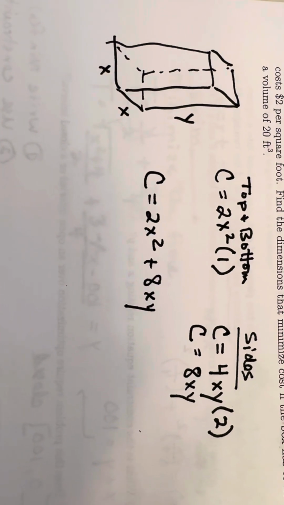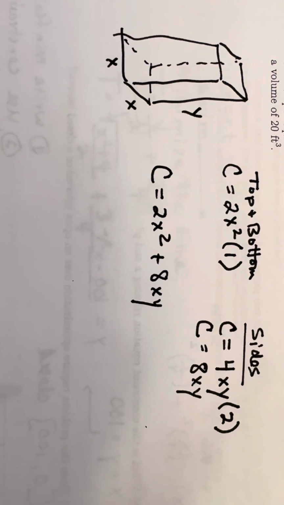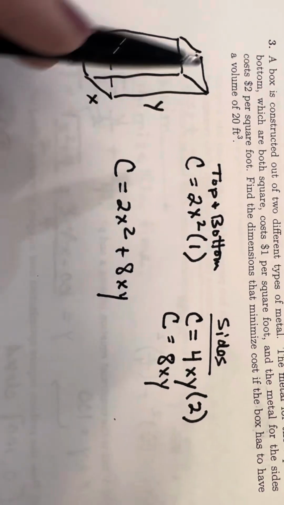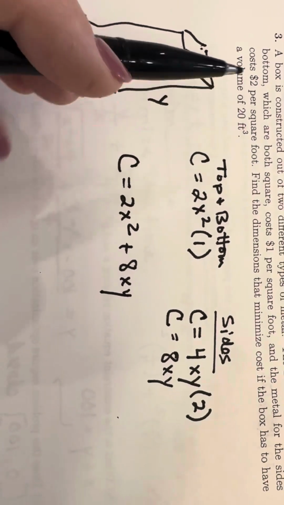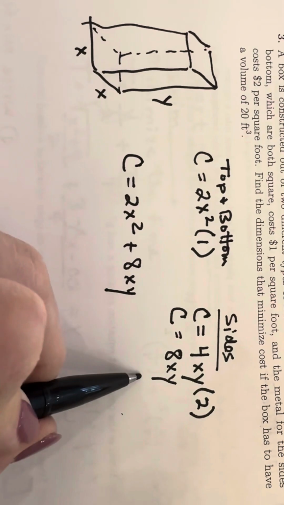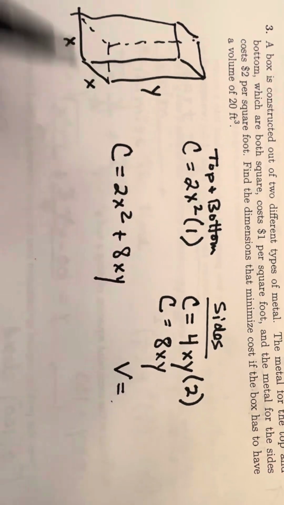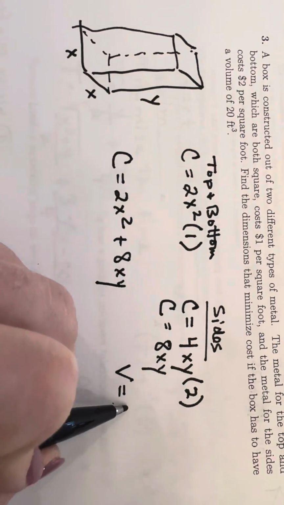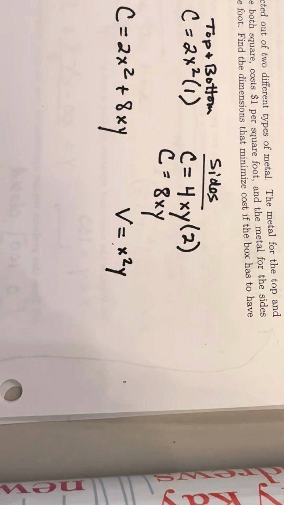Then you want to see if you can relate x to y somehow so that you can plug something in. Okay, so in the problem, we were also given volume. So volume is going to be the other equation that we use. So we're going to write an equation for volume and say the volume is 20. Well, the volume here would be length times width times height. So x times x times y. So x squared y is your volume, and that is equal to 20.